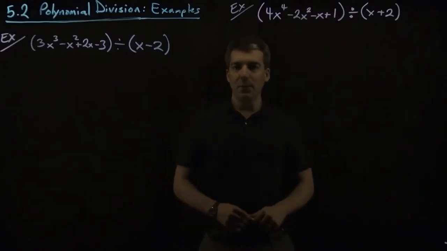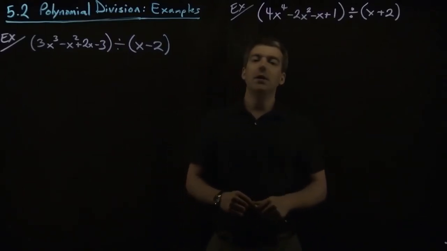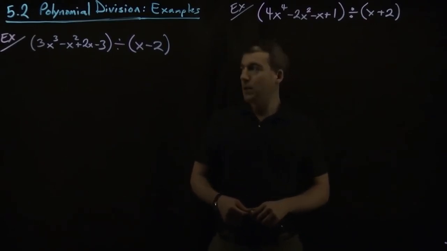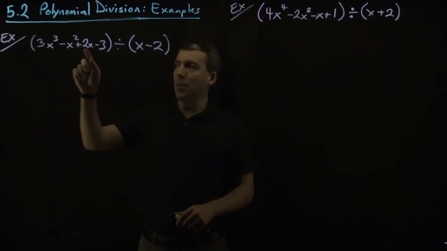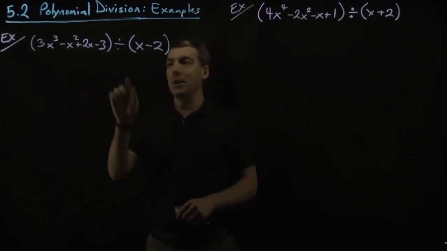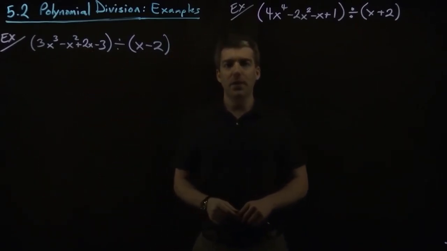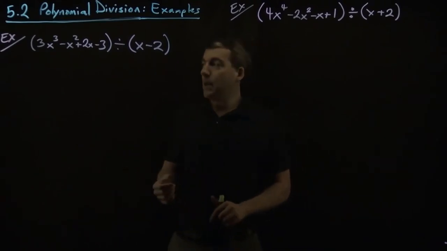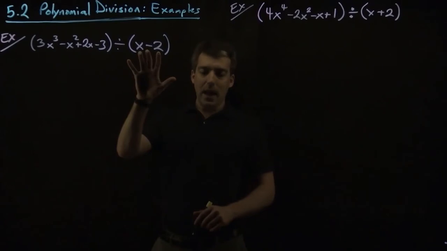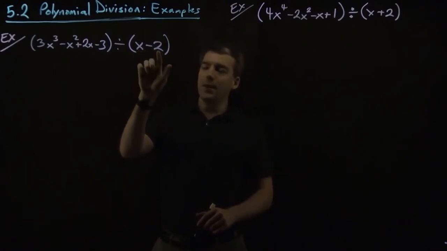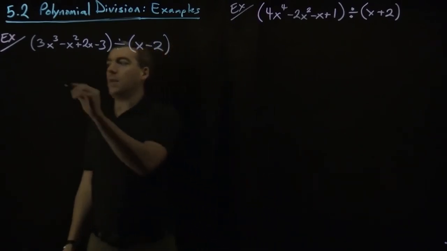All right, let's do a few more examples using synthetic division to find some polynomial divisions. So here we've got 3x cubed minus x squared plus 2x minus 3 divided by x minus 2. Let's set this up. We have the form here x minus k, the divisor, so the k is going to be 2. I'll write that down.